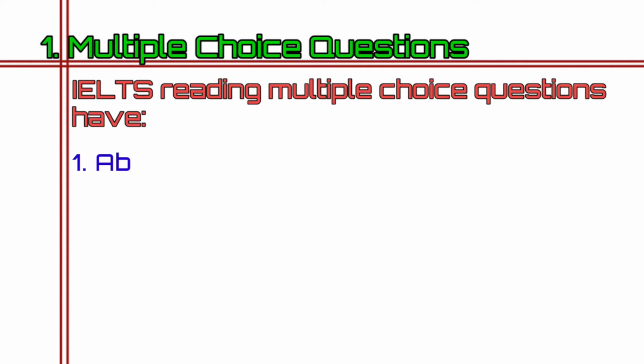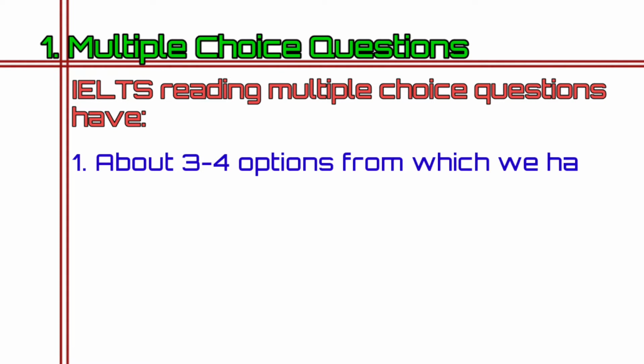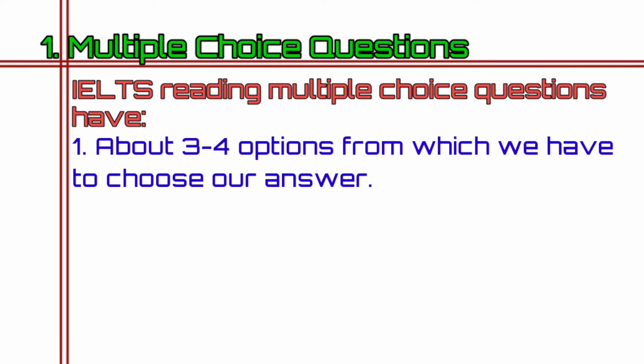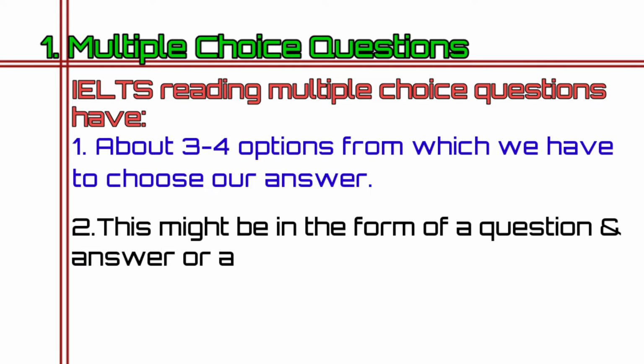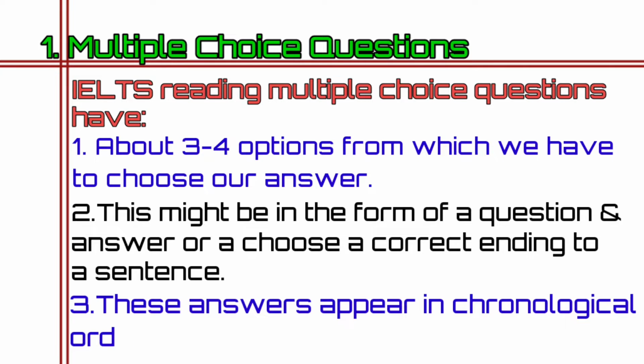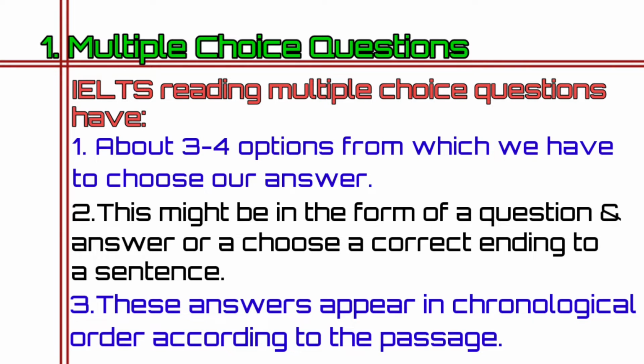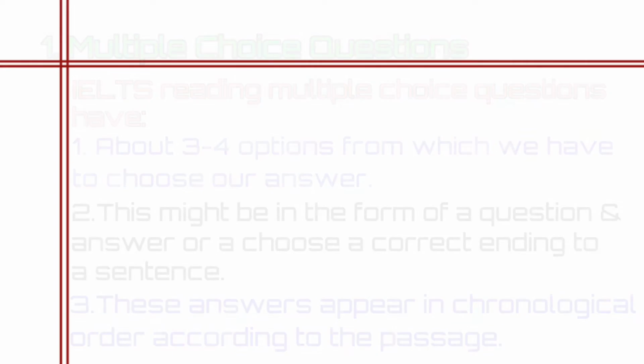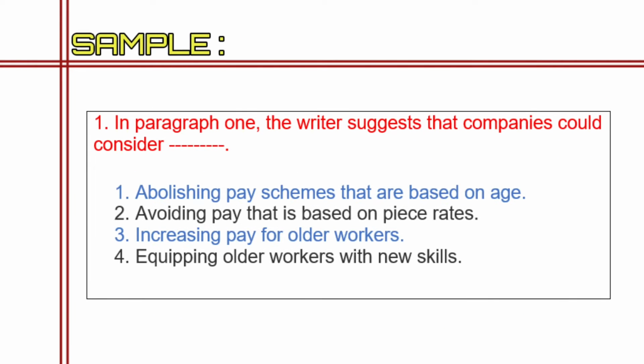Number 1. Multiple choice questions. IELTS reading multiple choice questions have about 3 to 4 options from which we have to choose our answer. This might be in the form of a question and answer, or choose a correct ending to a sentence. These answers appear in chronological order according to the passage. Here is a sample of a multiple choice question.